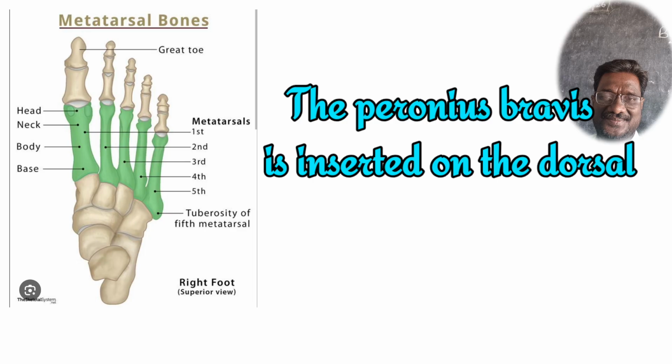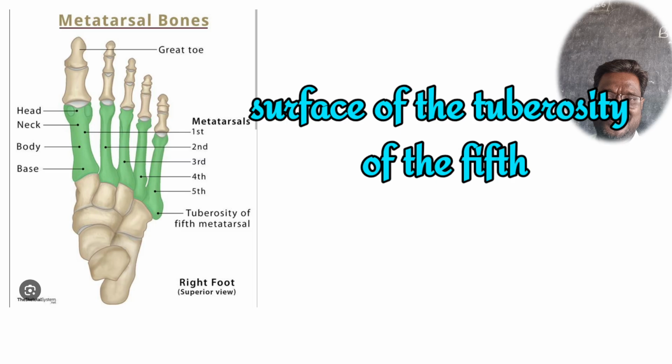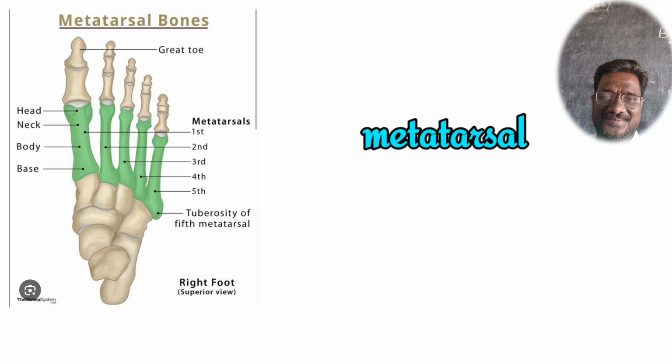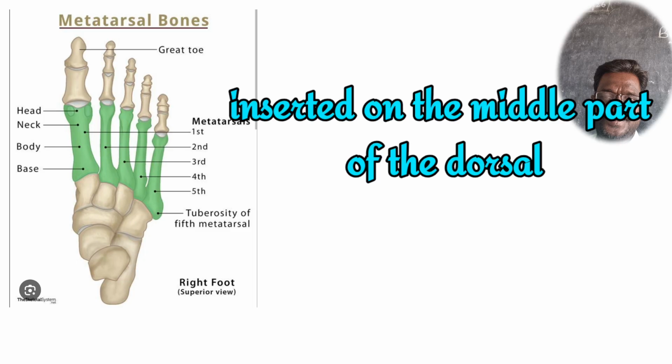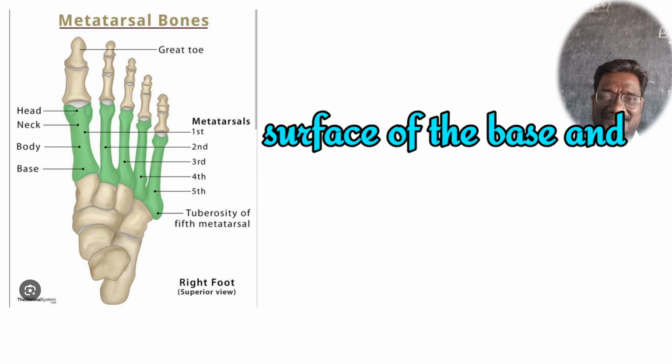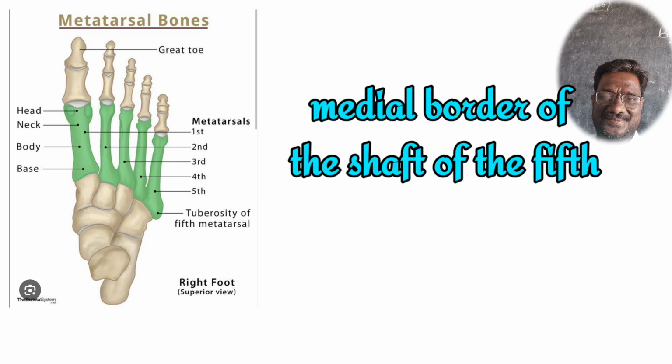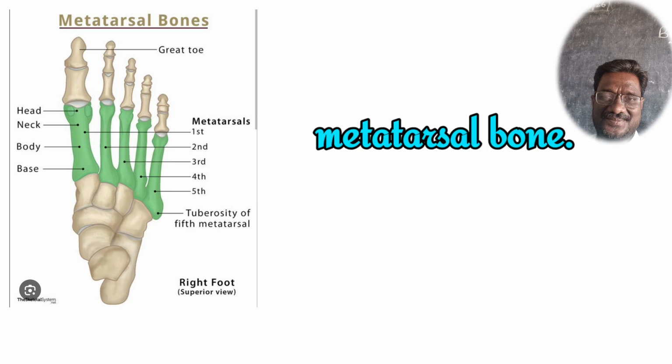The peroneus brevis is inserted on the dorsal surface of the tuberosity of the fifth metatarsal bone. The peroneus tertius is inserted on the middle part of the dorsal surface of the base and medial border of the shaft of the fifth metatarsal bone.